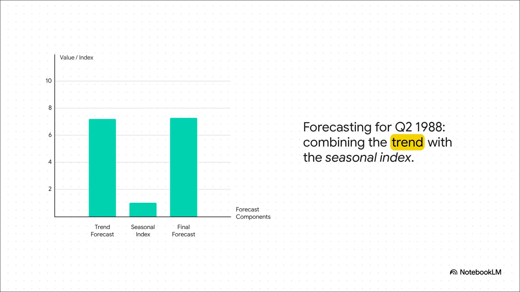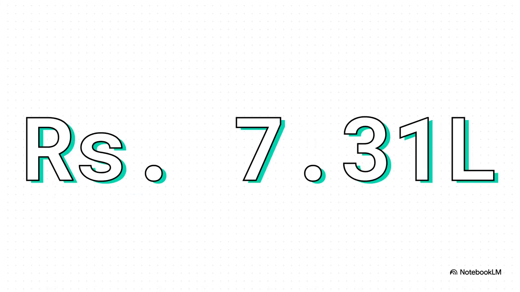But wait, we're not done. We know that the second quarter always has its own little seasonal flavor, right? So we take our trend forecast and we multiply it by that Q2 seasonal index of 1.013. We're essentially adding the seasonality back into the mix. And boom, there it is. The final forecast for Q2 1988 comes out to 7.31 lakh rupees.